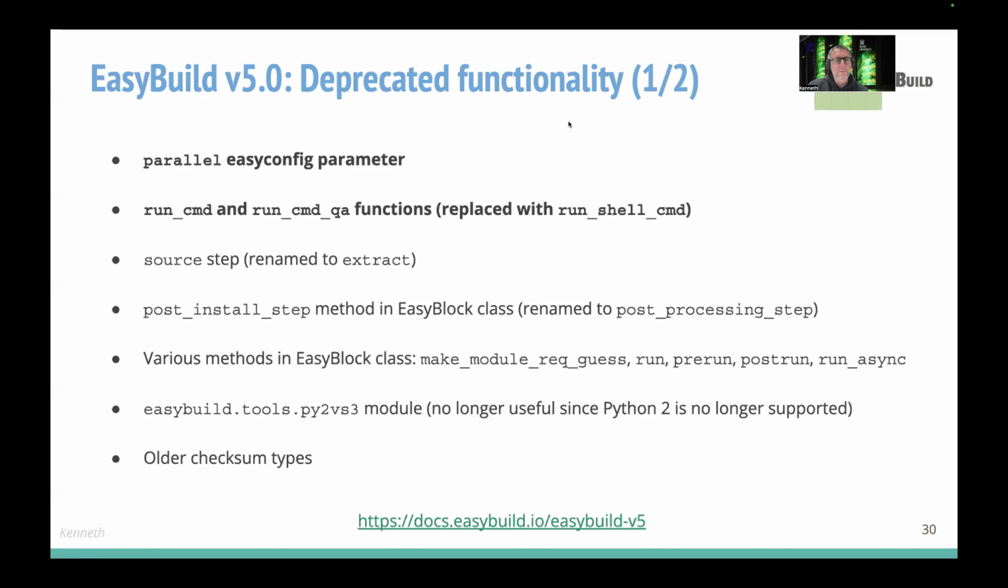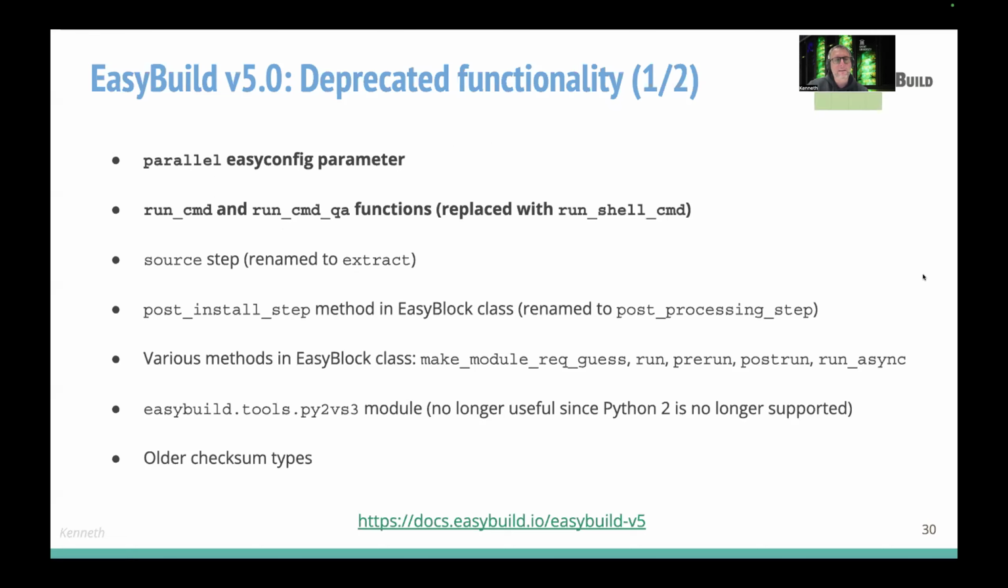Again, here, way too many details to get into the weeds of this. But one thing is, for example, the parallel easyconfig parameter that you can set in easyconfig files to parallel = 1 to avoid that the build is being done in parallel. This is no longer supported, and it's essentially replaced by the max_parallel easyconfig parameter. And also, if you have any hooks or any custom easyblocks that are still using the old run_cmd function, you want to make sure you make the necessary changes to adopt the new run_shell_command function.